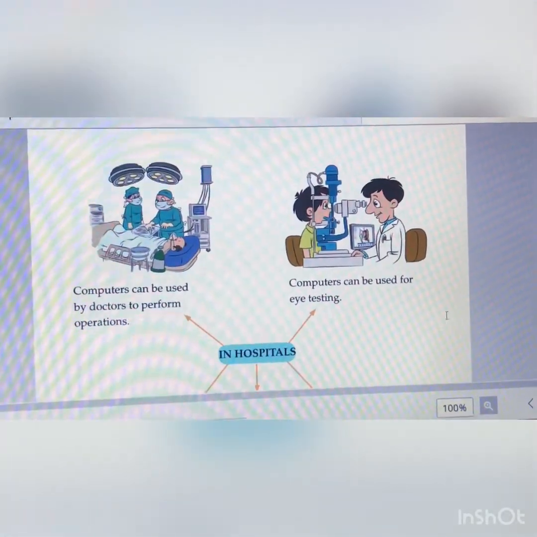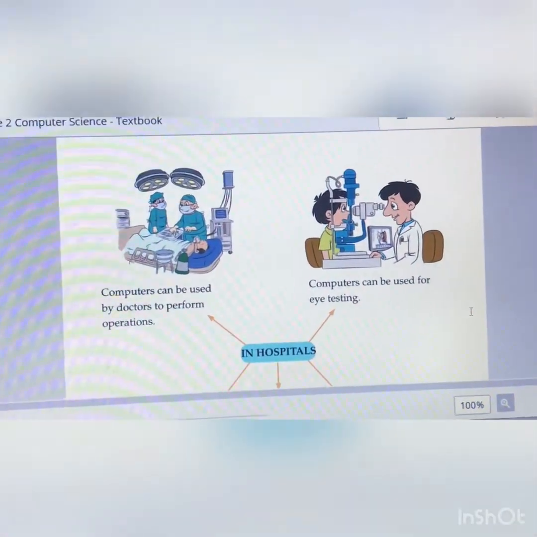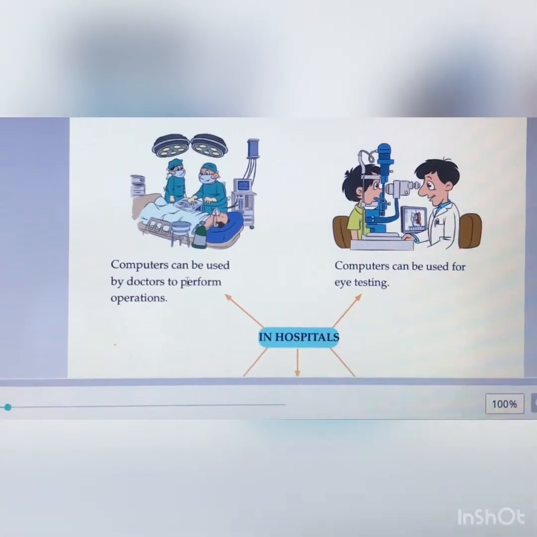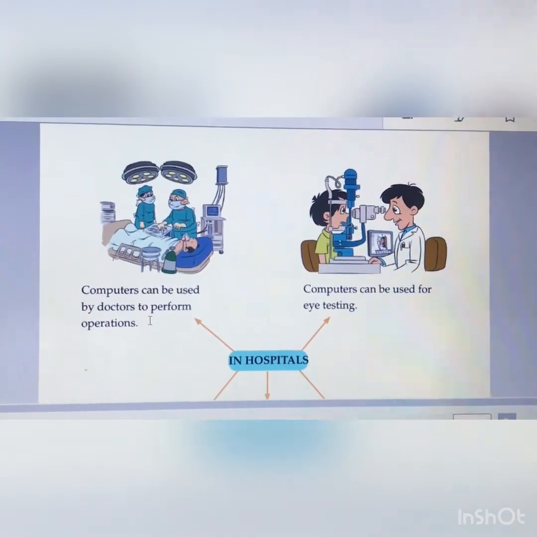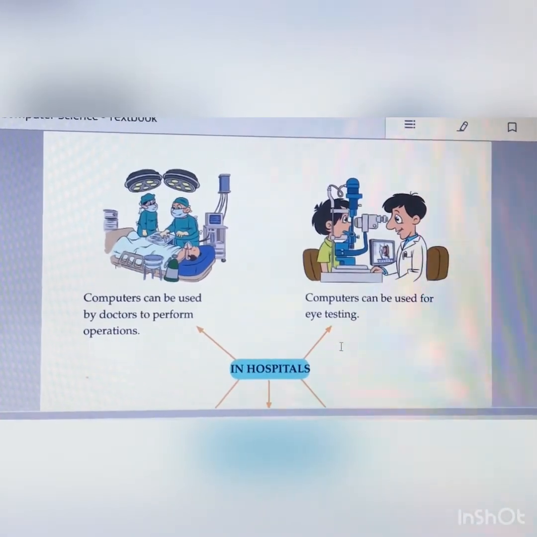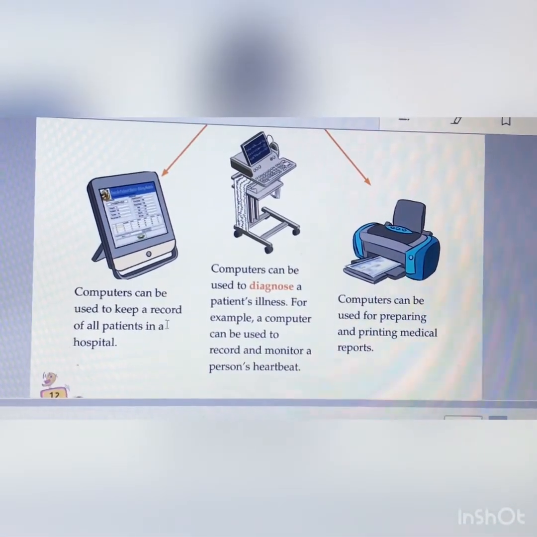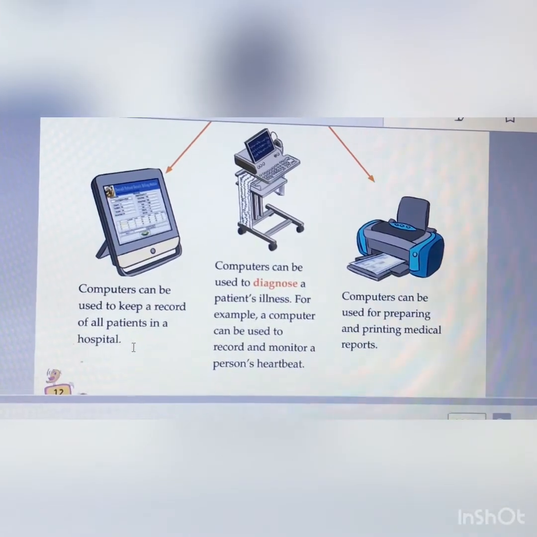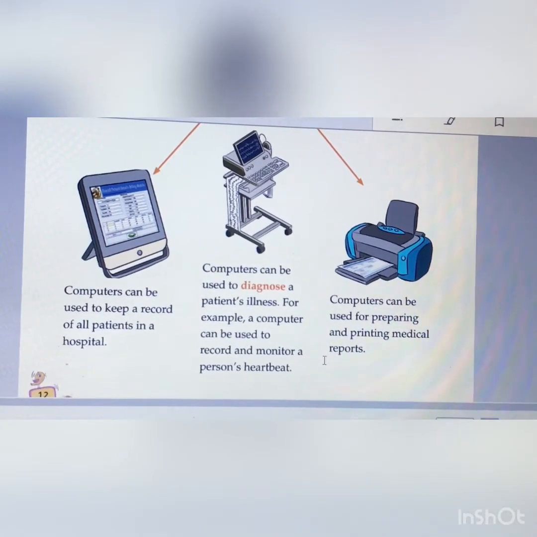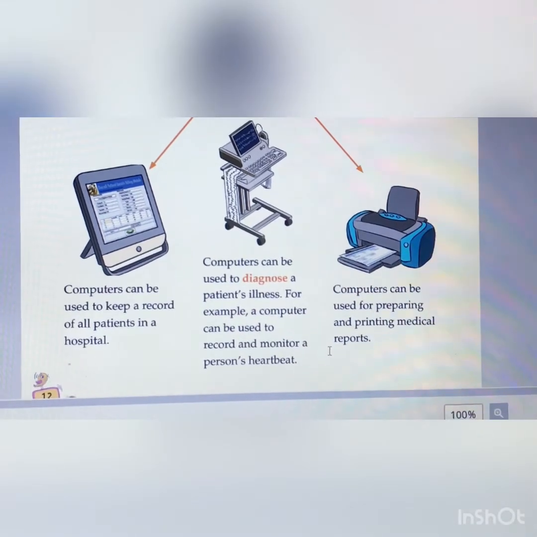Now we'll see page number 12 from the course book. How computers are used at hospitals, you all have to read along with me. Computers can be used to perform operations by doctors. Computers can be used for eye testing. Computers can be used to keep a record of all the patients in hospitals. Computers can be used to diagnose a patient's illness. For example, a computer can be used to record and monitor a person's heartbeat.